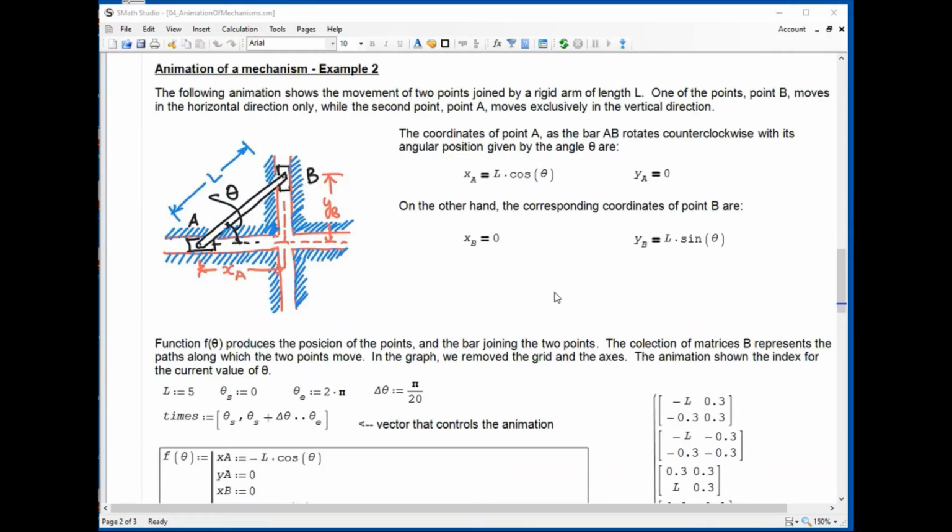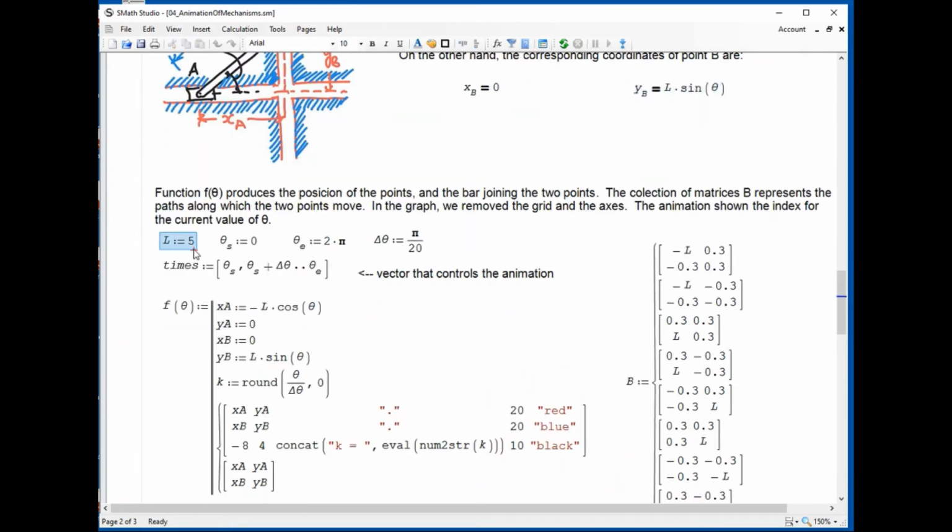The second mechanism that we're going to illustrate for animation is this one, which consists of a point A that moves horizontally and a point B that moves vertically, attached by bar AB. We're going to describe this motion as a function of this angle theta. That will make XA equal L cosine theta, whereas YA is equal to 0. On the other hand, XB is always 0, but YB equals L sine theta. So we're going to let L be 1, the starting value of the angle theta be 0, the ending value pi, and the increment pi over 20.